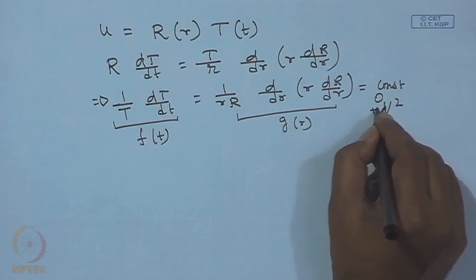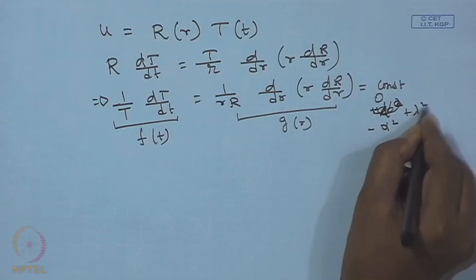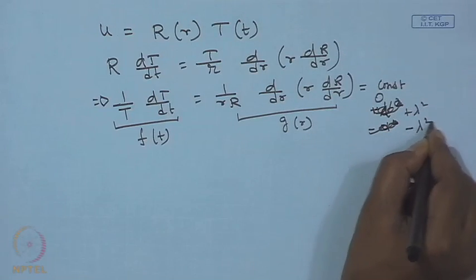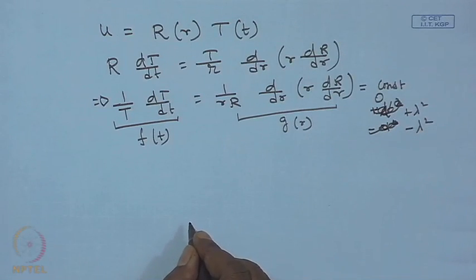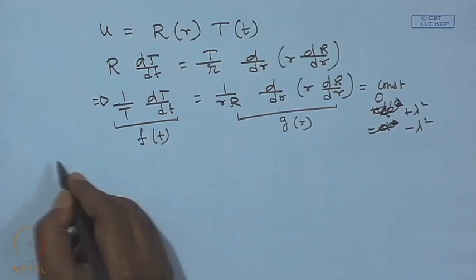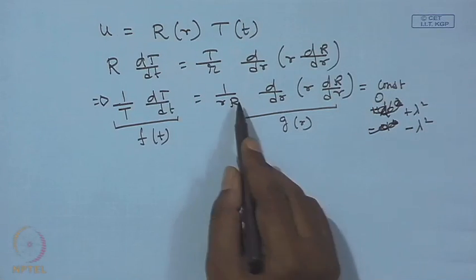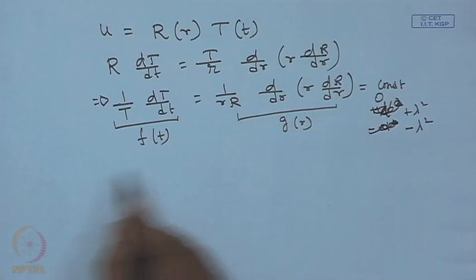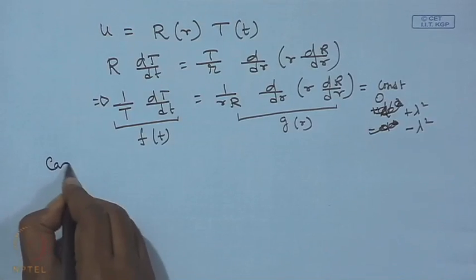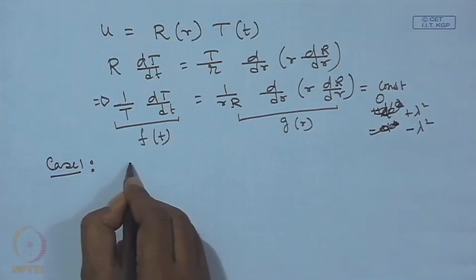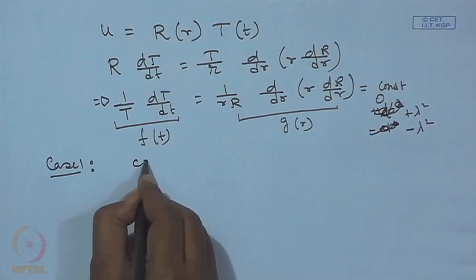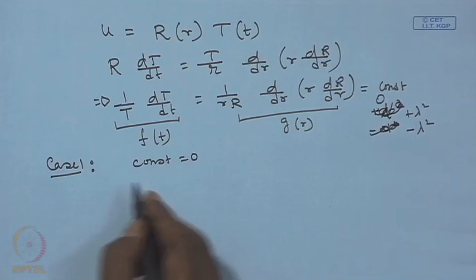So, let us say plus alpha lambda square, and this will be minus lambda square, we put everything in lambda, let us say. So, if the constant, so we examine these three cases and look into the r varying part. So, case 1, constant is equal to 0.